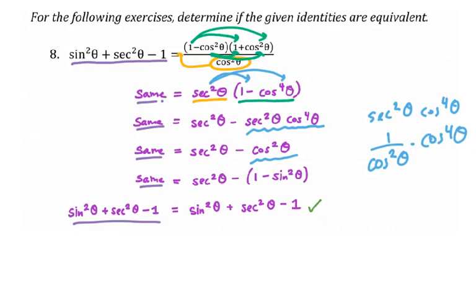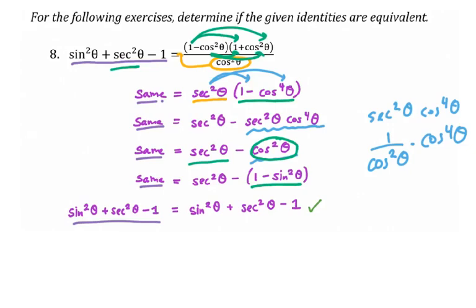So at this stage of the game, I'm noticing that secant looks good in terms of the original left-hand side. So that helps me know that it's the cosine squared term I should try to rewrite. Using a Pythagorean identity, cosine squared is the same as 1 minus sine squared. We've used that Pythagorean identity quite a bit.